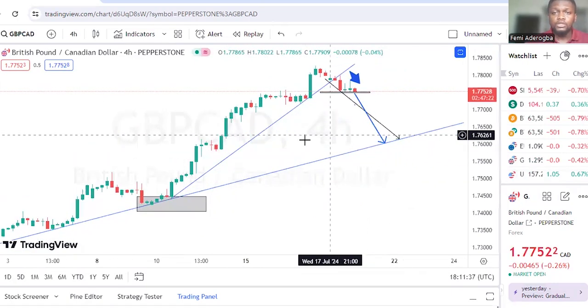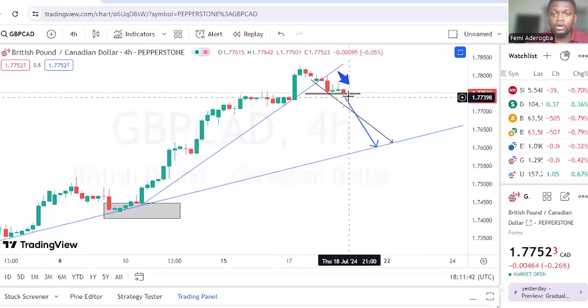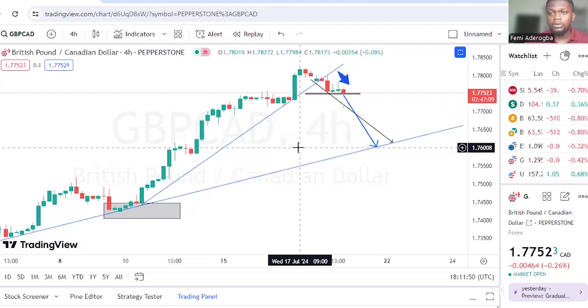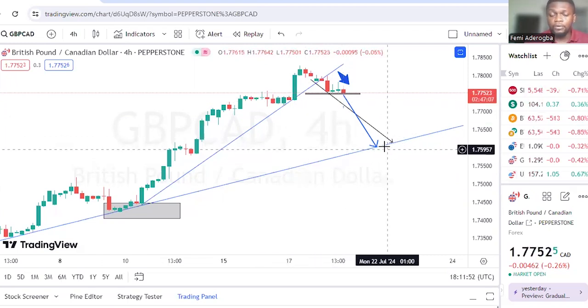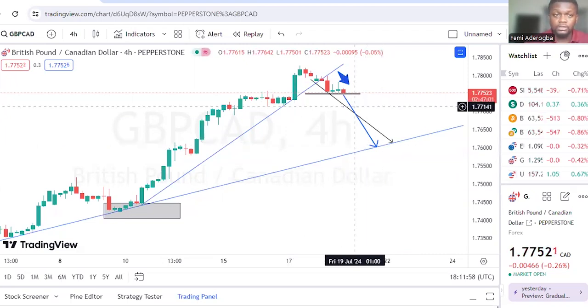Now, on your MetaTrader, you can tell the market to sell around 1.77424, that the market should sell around that area now, and you can take your profit somewhere around 1.76. Or don't forget, the market does not move in a straight line.